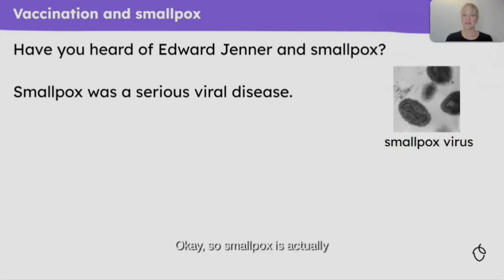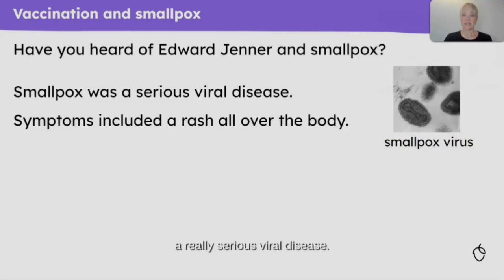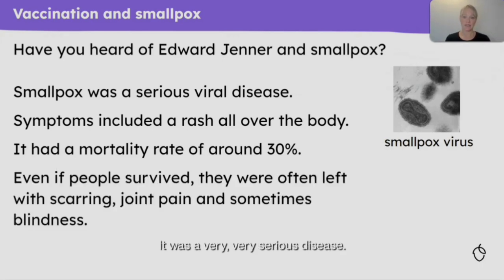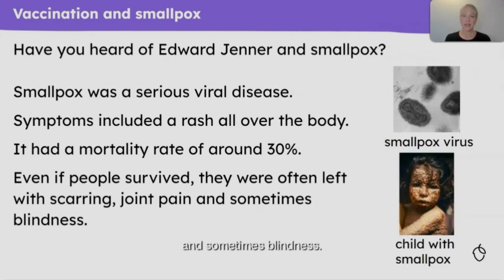Okay, so smallpox was actually a really serious viral disease. You can see a little image there that's been taken under an electron microscope. So symptoms included a rash all over the body, and actually it had a mortality rate of around 30%. So you were at risk of dying. It was a very, very serious disease. Even if people survived, they were often left with scarring, joint pain and sometimes blindness, and that scarring was very, very serious indeed, and it would have really affected somebody's life.